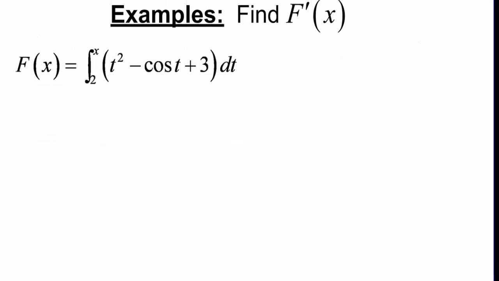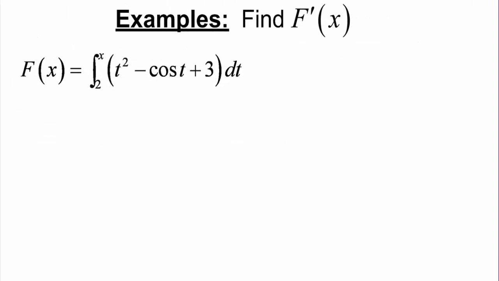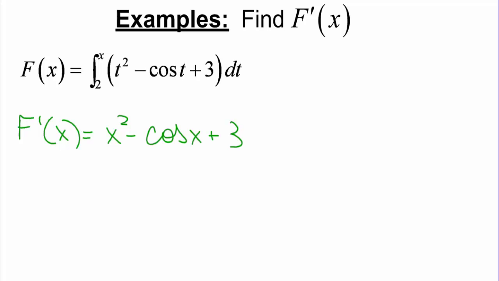For example, the integral from 2 to x of t squared minus cosine of t plus 3 dt. I know you know how to find that integral, but that's not what I'm asking you to do. I want you to find the derivative of that integral. Because the theorem says if you take the derivative of the integral, you get back what you started with, but you've changed all the t's to x's. So this is just x squared minus cosine of x plus 3. That's it.